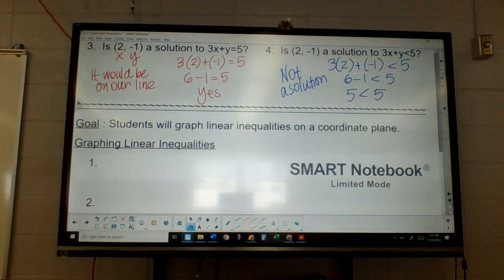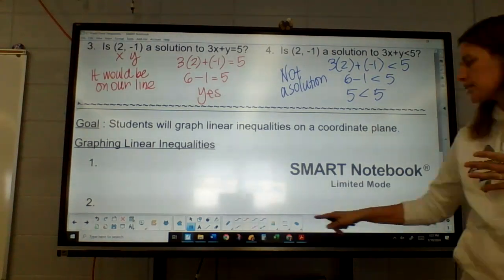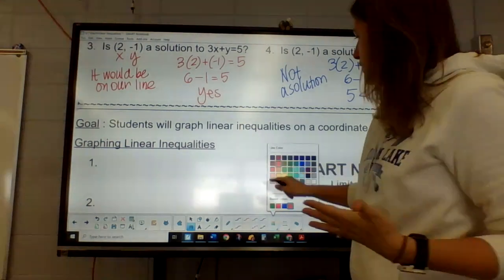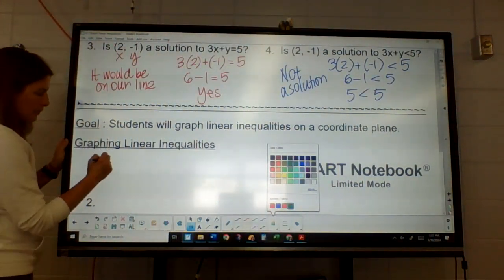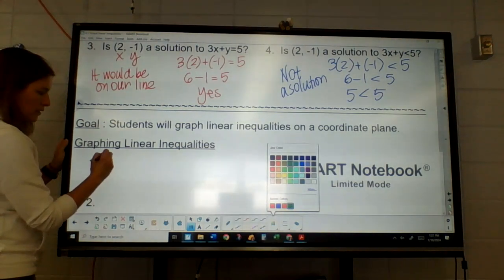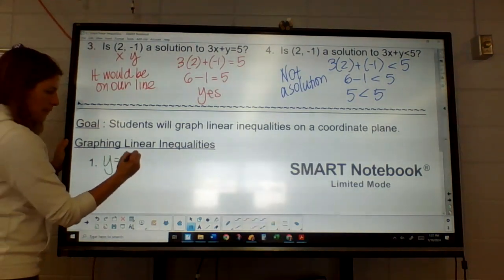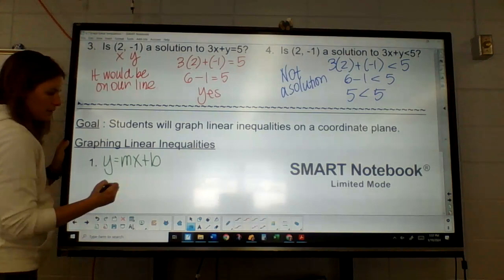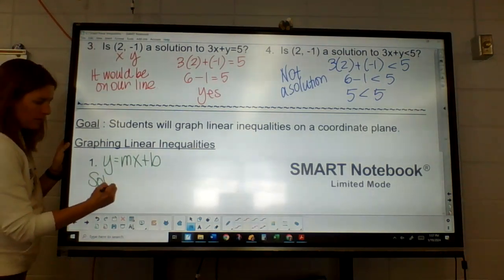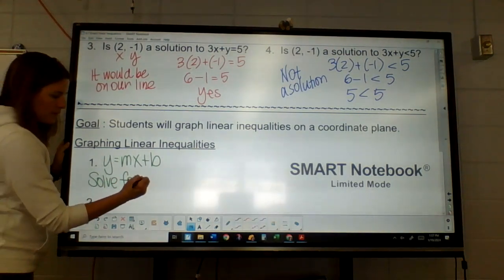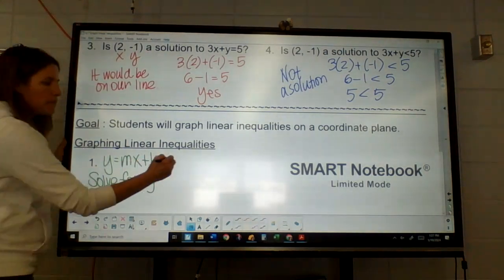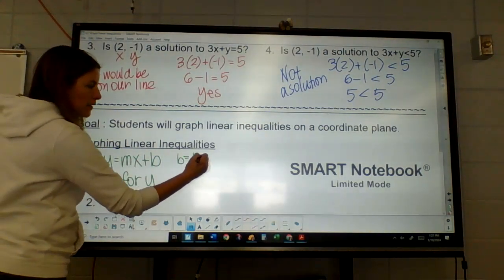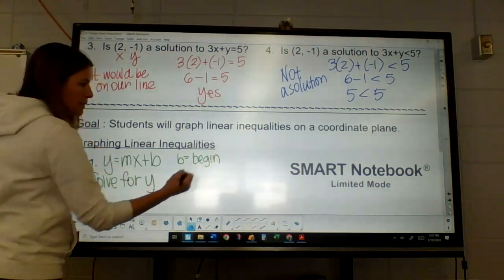So to graph our linear inequalities, what we have to do first is we need our equation in y equals mx plus b. So we're going to do that first. We're going to write the equation. So we need to solve for y. We're going to do that. Remember, b is where we begin, and m is how we move.